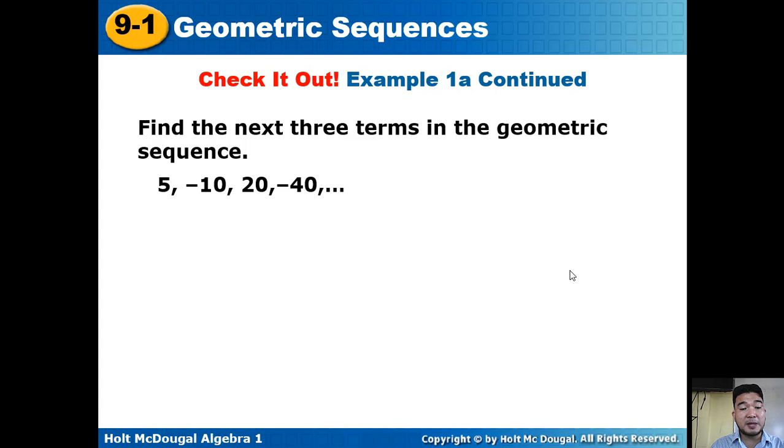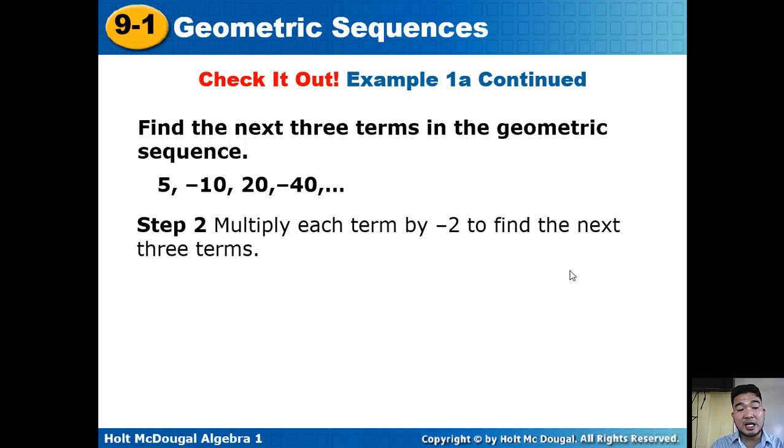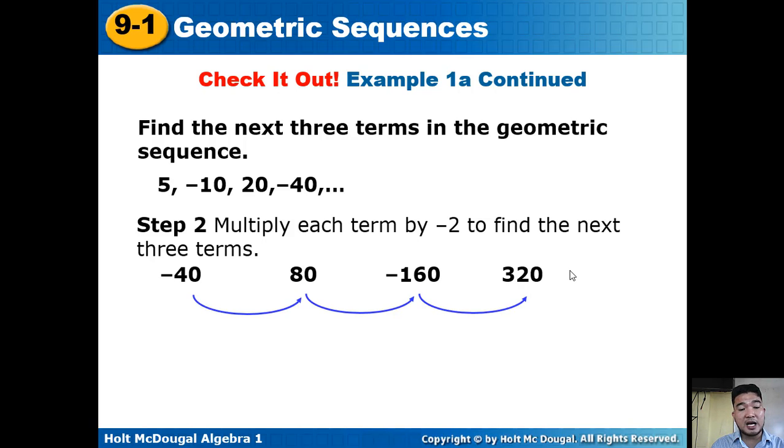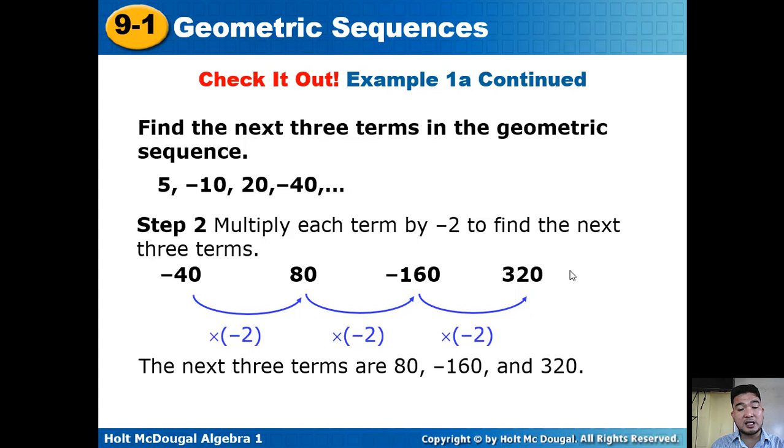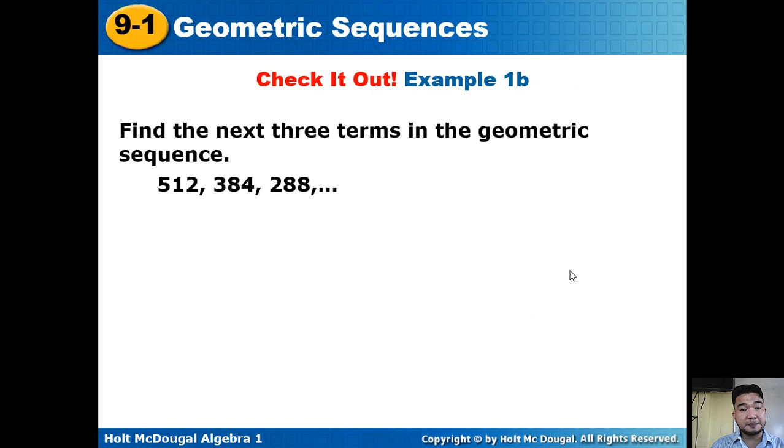So we multiply negative 40 by the common ratio, which is negative 2. So you will have positive 80. Times negative 2 is equal to negative 160. Times negative 2 is equal to 320. So the next three terms are 80, negative 160, and 320.